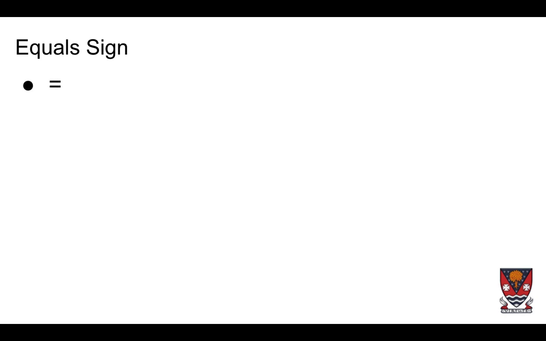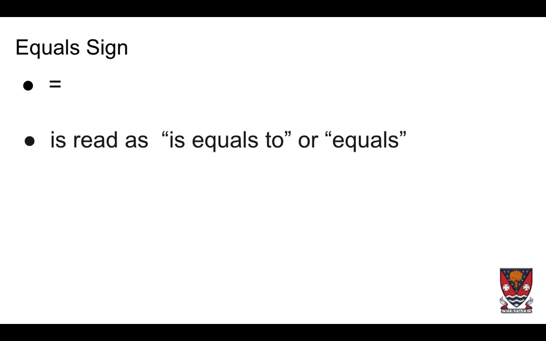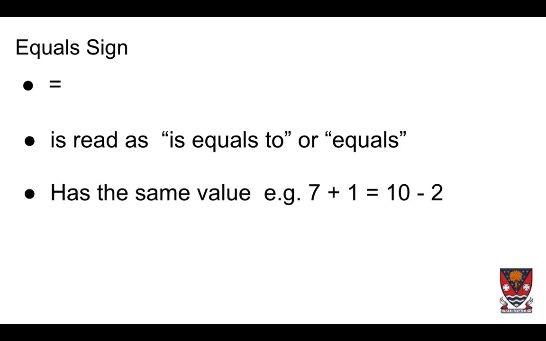You're all familiar with the equal sign. Just to note that it's read as is equals to, or as you know it, equals. We need to point out that it has the same value. Using digits, 7 plus 1 is equal or equals 10 minus 2.